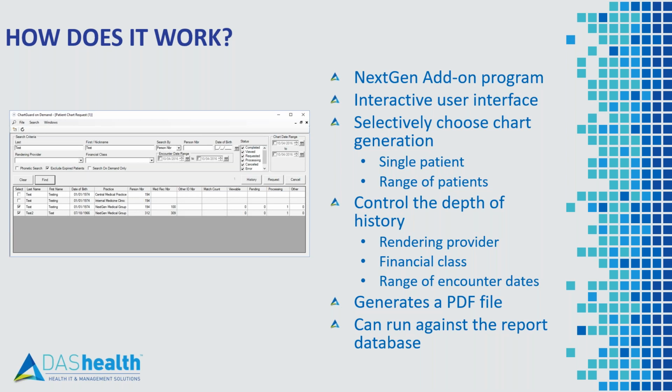You can generate the information in a chart based upon rendering provider or financial class or within a range of encounter dates. It generates a PDF file, making it very easy to read, very easy to send out to the requesting party, and it can run against the report database, meaning that it doesn't have to go against your production database and slow down performance there.